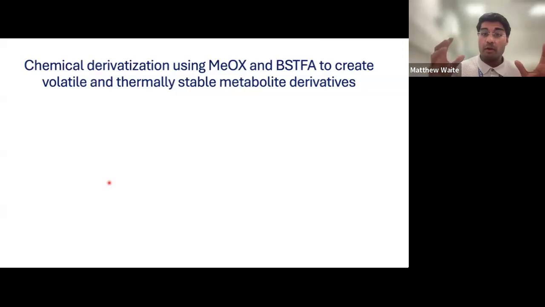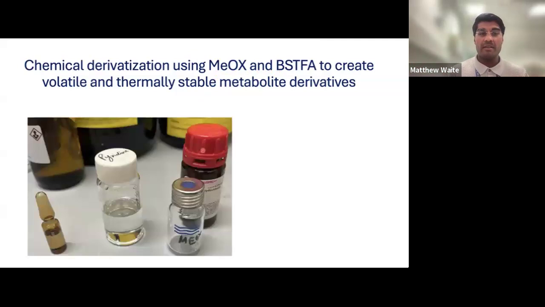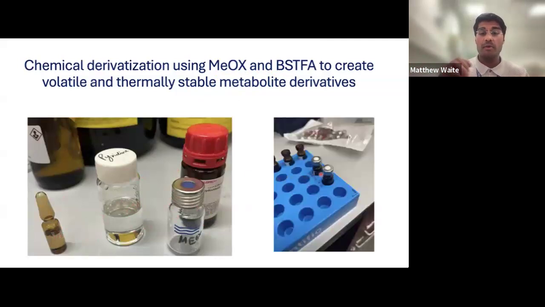The derivatizing agents we use to make the compounds volatile and thermally stable are methoxyamine and BSTFA, which stands for bis(trimethylsilyl)trifluoroacetamide, or just BSTFA. And here it is. This is methoxyamine diluted in some pyridine, and then BSTFA is here. You then add these agents to your samples, you then cap them, and then they're ready to run.